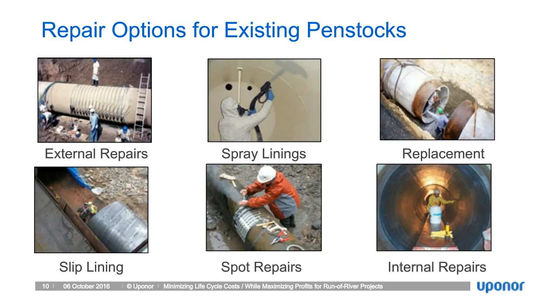Below that is slip lining, which is simply taking an existing penstock and slipping a new line inside of that pipe. The advantage is you can use new materials. The disadvantage is that because you're putting an additional wall thickness into the pipe, you're going to be losing some of the diameter and possibly reducing the volume which you can push through, which would then translate to loss of power.